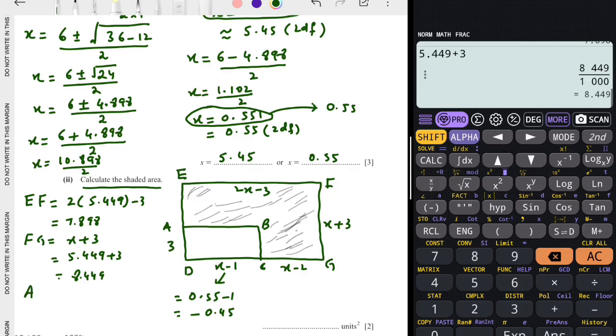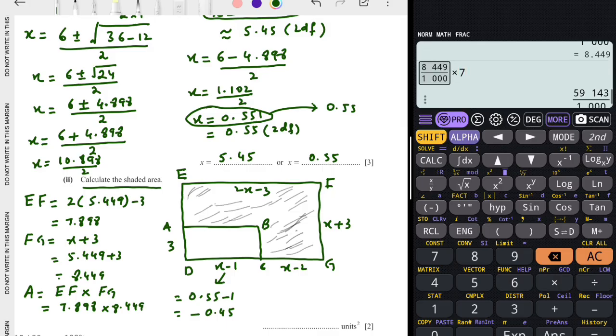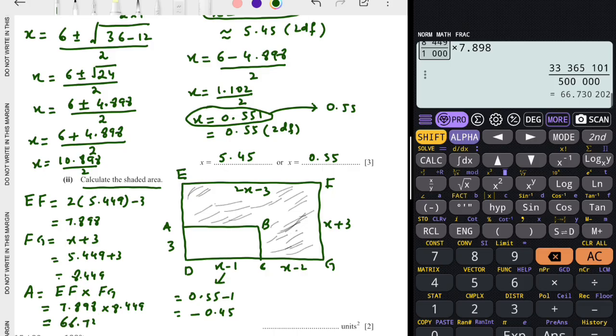Firstly, we'll find out the area of a bigger rectangle. Now the area would be length, that is EF, times width, that is FG. So your answer will be 7.898 times 8.449. We'll multiply it. This becomes 66.730.